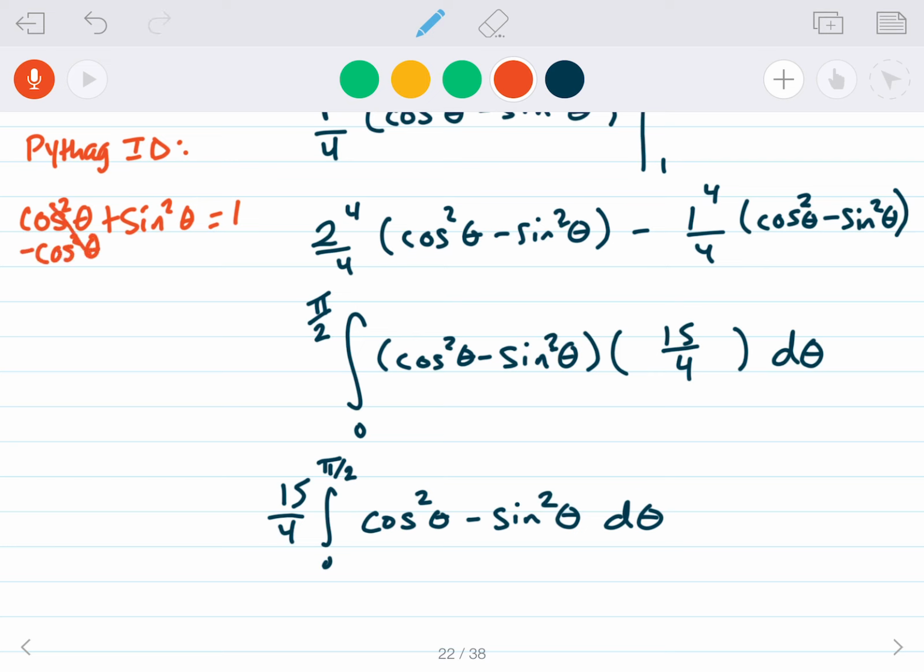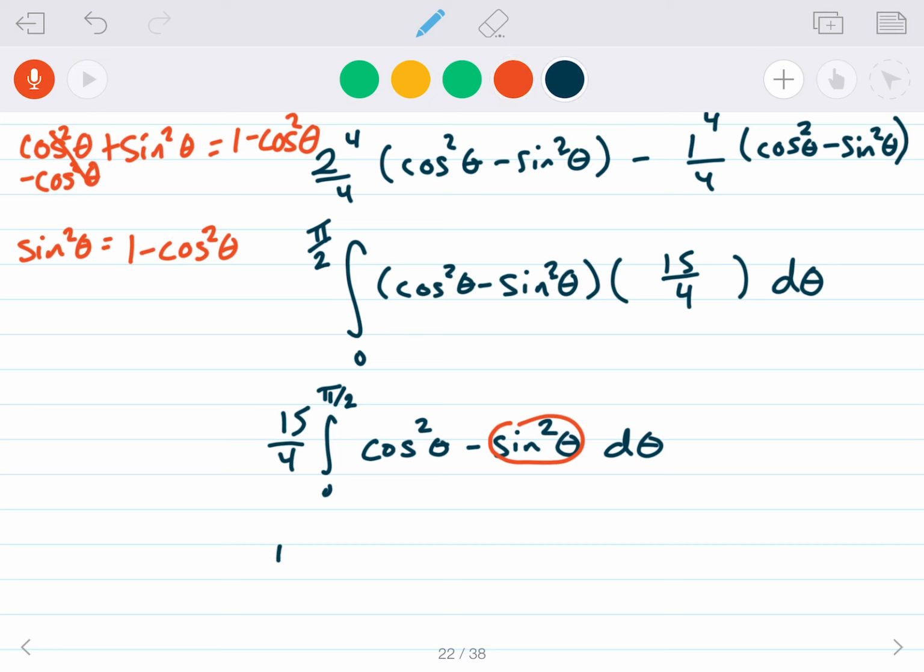So what I'm going to do is isolate sine squared by subtracting cosine squared from both sides. And you guys have seen this before in trig or in calculus 1 or 2. So we get sine squared is equal to 1 minus cosine squared. Okay, so that's what I'm going to replace right here with 1 minus cosine squared. So let's go ahead and do that.